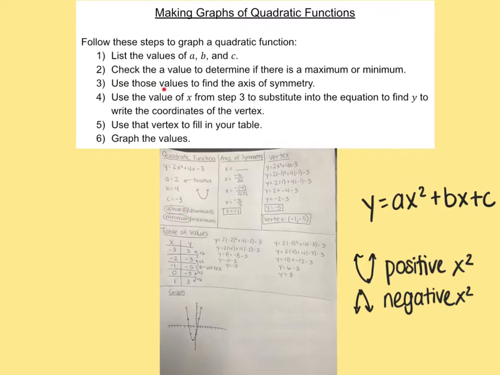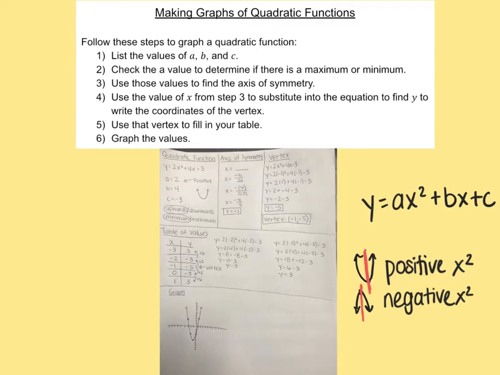Step 3, use those values to find the axis of symmetry. To also, again, refresh your memory from yesterday, the axis of symmetry, it's the line that cuts right down the middle of the parabola. It's the line of symmetry, so each side of the line is the same. So we write this in the form of an equation, x equals something.